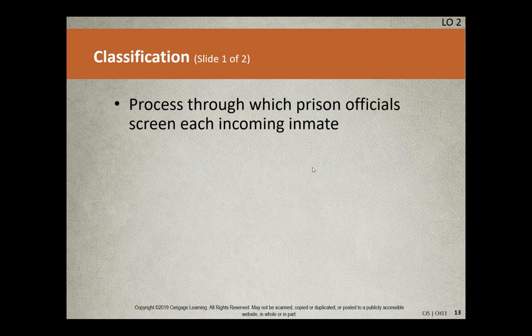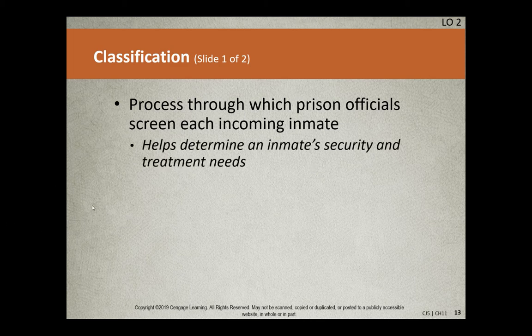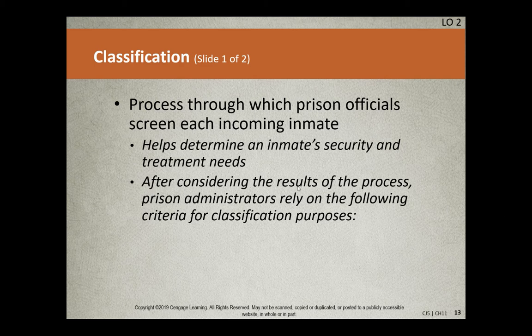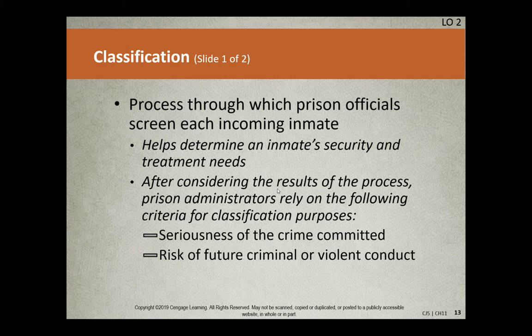So classification is a process. In our state, when offenders receive a sentence into prison, they go to Shelton, which is on the west side, and that's where classification happens. It's a very important aspect of administration because it looks at an inmate's mental, physical, and security needs and evaluates them, and then determines the best correctional facility fit for that inmate. Taking the results of the process into consideration, prison administrators generally rely on three broad criteria for the classification: the seriousness of the crime they committed, the risk of future criminal or violent conduct, and the need for treatment and rehabilitation.